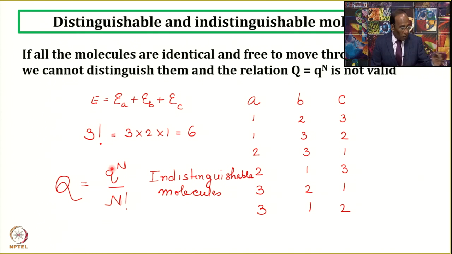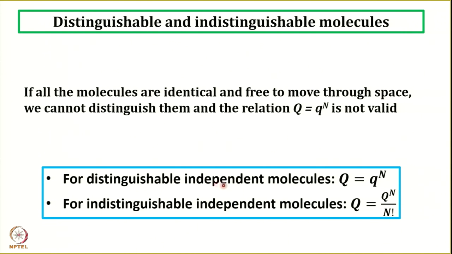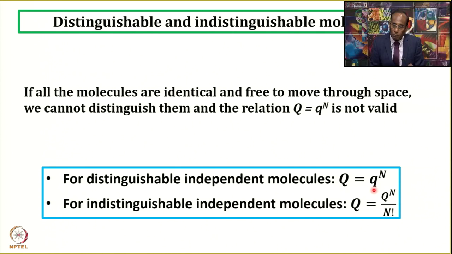Right? That is why you read the comment again. If all the molecules are identical and free to move through space, then we cannot distinguish between them, then Q equal to q raised to the power N is not valid. Therefore, let us conclude. For distinguishable independent molecules, remember this keyword distinguishable, the canonical partition function Q is equal to the molecular partition function q raised to the power N. For indistinguishable independent molecules, Q is equal to q raised to the power N over N factorial.